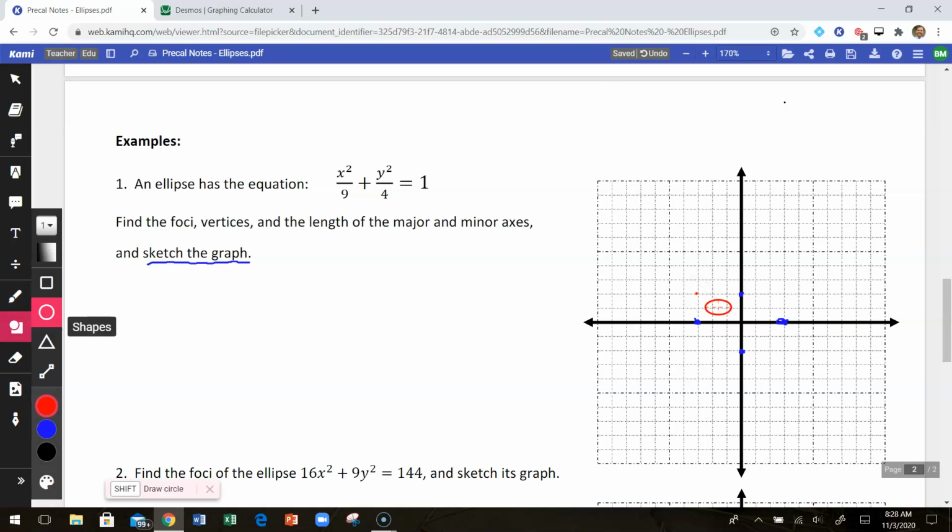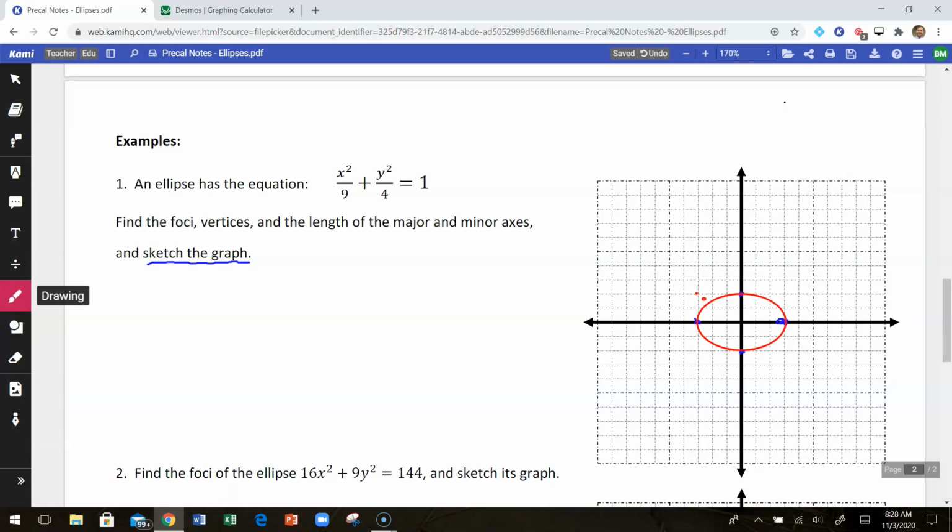Which means, let me try that again, that we're going to get an ellipse that looks something like that. Okay, now I'll go through and find all the information so that you can see where that information is located here. The foci, we're going to use our formula that c squared equals a squared minus b squared.